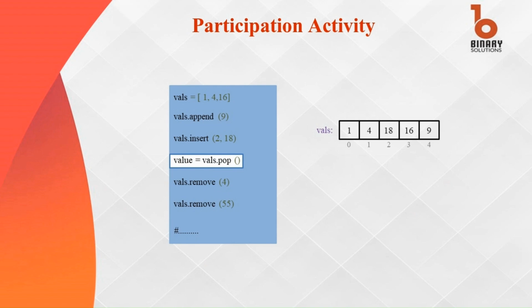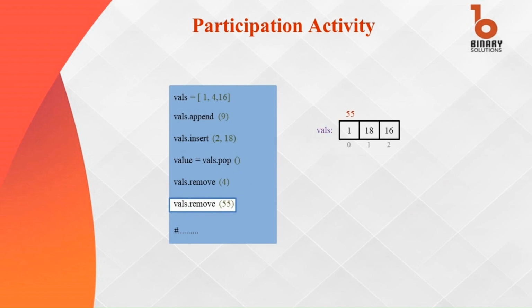Next, vals.pop() removes the last element of the list, which is 9, leaving the list as [1, 4, 18, 16]. The subsequent operation vals.remove(4) removes the first occurrence of the element 4, updating the list to [1, 18, 16]. Finally, the statement vals.remove(55) attempts to remove the element 55.